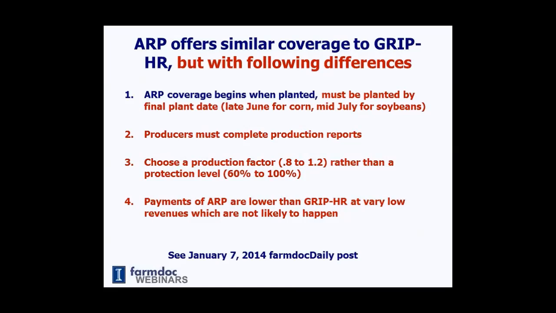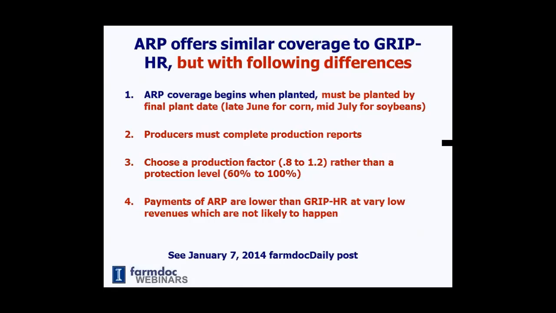I'm going to describe some of the differences between ARP and GRIP HR. ARP is the plan that will replace GRIP HR. Here are some of the bigger differences, which are covered in a January 7th, 2014 farmdoc daily post. Number one, ARP coverage begins when planted. That is the same as GRIP HR, but now under ARP, planting must happen by a final plant date, which is late June for corn, mid-July for soybeans.